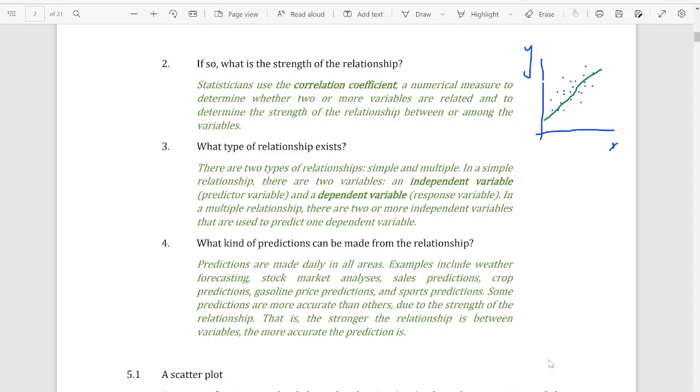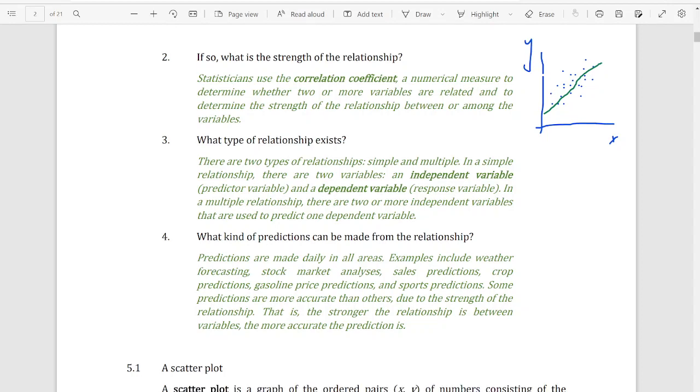Okay. Some predictions are more accurate than others. So this depends on the nature of data, and some due to the strength of the relationship. And that is, the stronger the relationship is between the variables, the more accurate the prediction is. Maksudnya kalau perkaitan tu adalah kuat, maka dia punya prediction tu akan lebih tepat. Berbanding dengan pemboleh ubah yang mempunyai perkaitan yang lemah, maka kita punya prediction juga adalah tak berapa accurate, tak berapa tepat. Okay, so that is the situation.